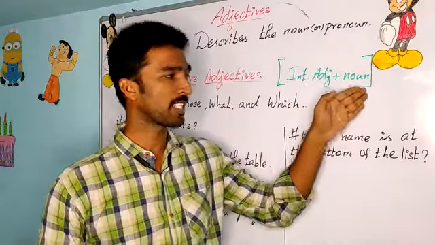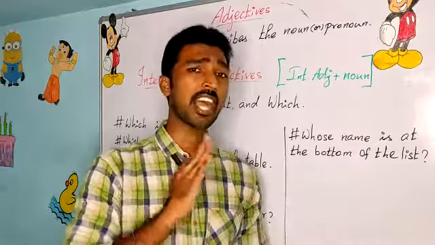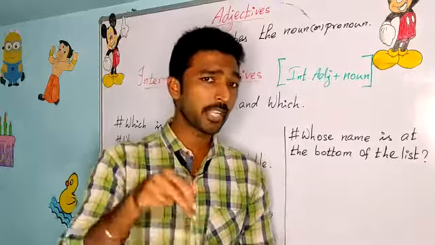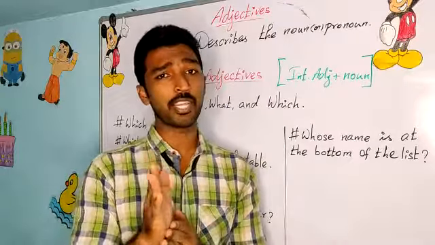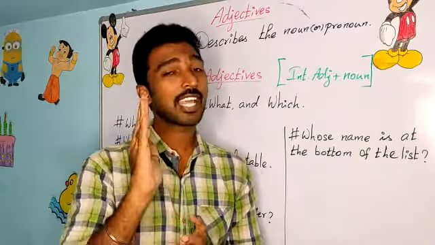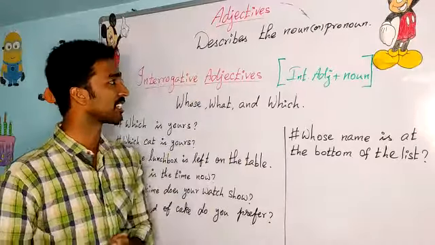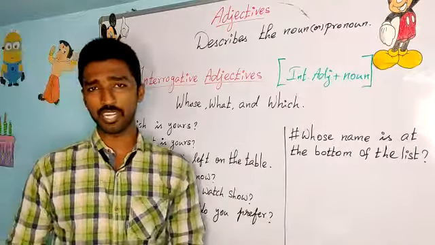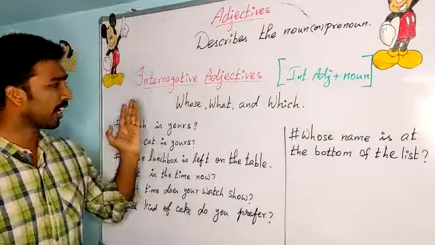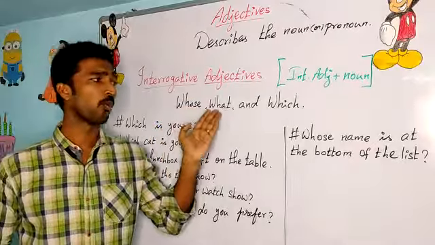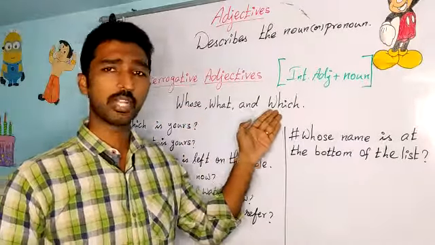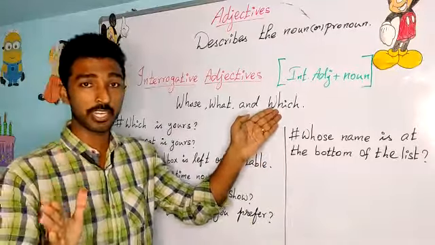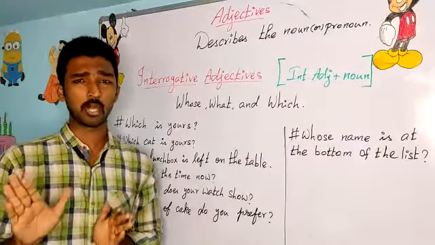Interrogative adjective plus noun. In yesterday's class, I asked you to find the adjective by asking the question. But in today's class, we are going to find the question. That is the adjective in this class. And here, I told you we have 3 adjectives in our list in English. They are whose, what, which. These 3 are the interrogative adjectives in English. We don't have any other words.